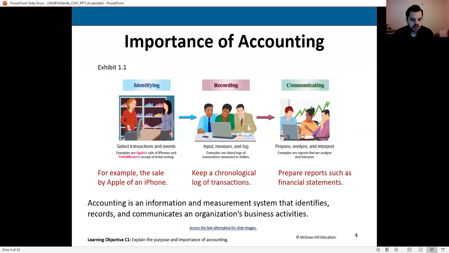So we see down here at the bottom of this slide just a general statement about kind of what accounting is, pulling these 3 ideas together. So we'll go through that very quickly then. This simply tells us that accounting is an information measurement system that identifies, records, and communicates the organization's business activities. And that is it. That is all we are trying to do here. So if we can do those 3 things, we are looking at something regarding accounting.